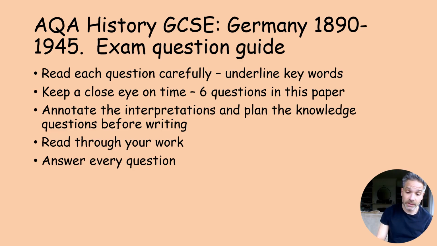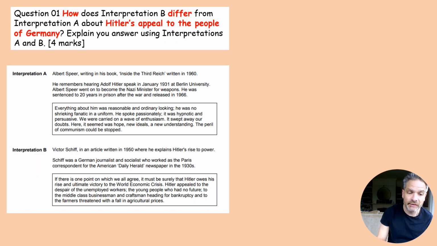Okay, let's go through the paper. So the first 3 questions you get are always about 2 interpretations, i.e. views of the past. Now, they may be written 2 or 3 years after an event, they may be 50 years after the event, but they're someone looking back about an event or a person. You get interpretation A and B, 2 written views about the past.